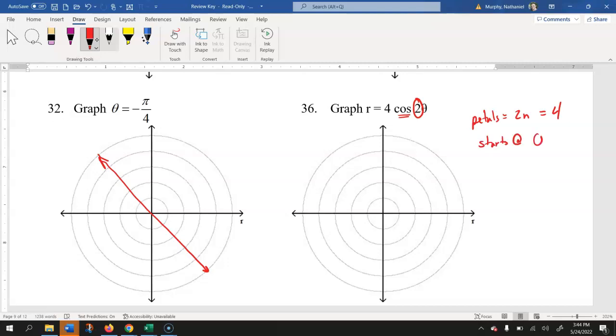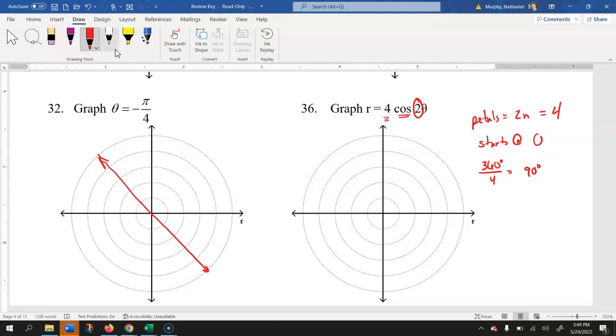If it was sine, remember it started at 45 degrees, but here it's going to start at 0. And to figure out what the degrees are going to be between each petal, we take 360 divided by the number of petals. There's 4 petals, so there's going to be 90 degrees between each petal, and the length of the petal is going to be what this value is, so the length of each petal is going to be 4.